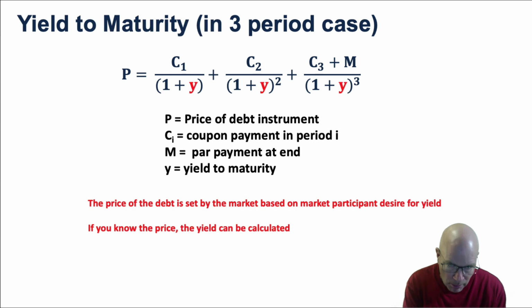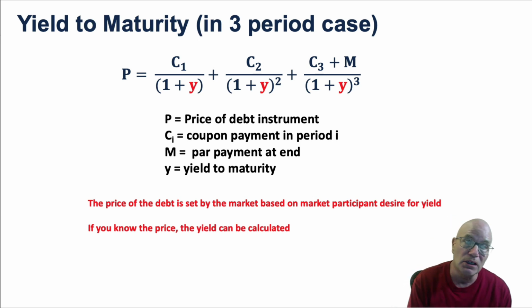Here is the formula for the yield, and here we're looking at the case of a 3-period bond. We have the price of the bond, P, and again, that's what's bid in the market, and then the coupon payments and the par at the end are known. And if we know the price, you can determine the yield to maturity. And you see the yield to maturity there, Y, is what we can determine once we know the price.